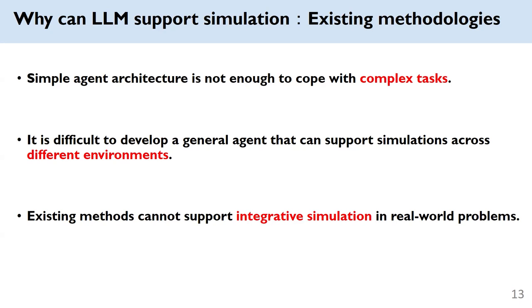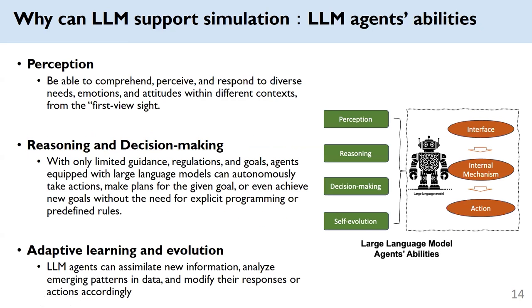The third limitation is that existing methods cannot support integrative simulation in the real world. So these are the three key limitations of the existing works, and then we explain how LLM agents' abilities correspond to this and address these limitations. For perception, the LLM agent is able to comprehend, perceive, and respond to diverse needs, emotions, and attitudes in different contexts, for example in social simulation, from a first-view perspective. And for reasoning and decision making, with only limited guidance, regulations, or goals, the agents can autonomously take actions, make plans, or even achieve new goals without the need for explicit programming and predefined rules.